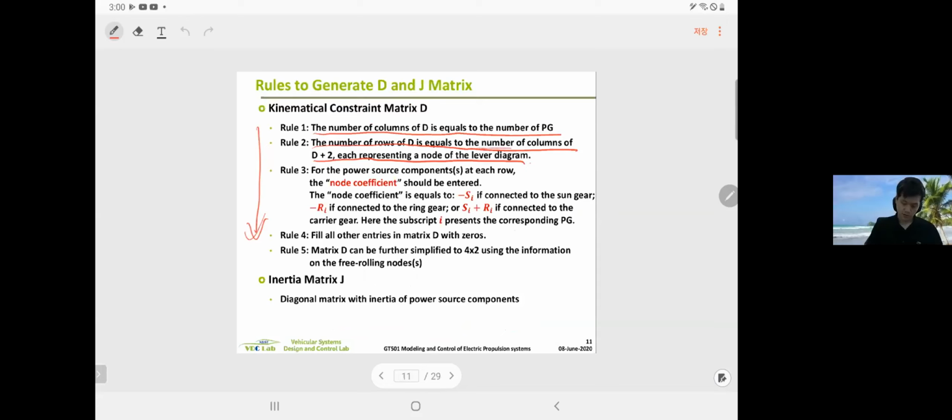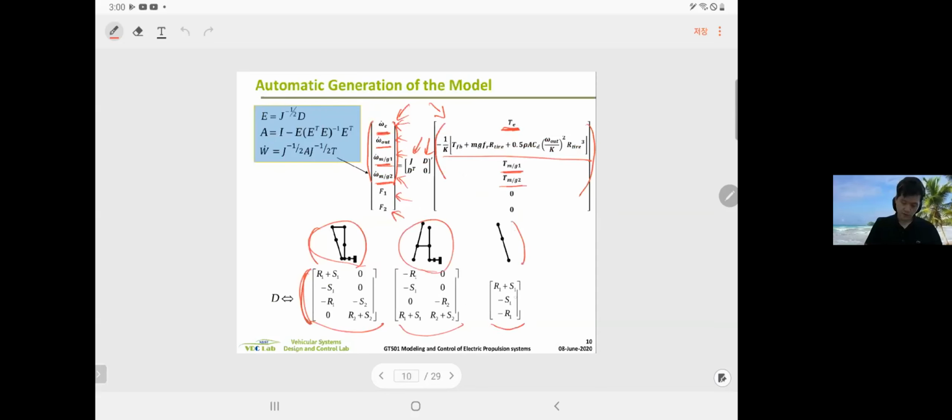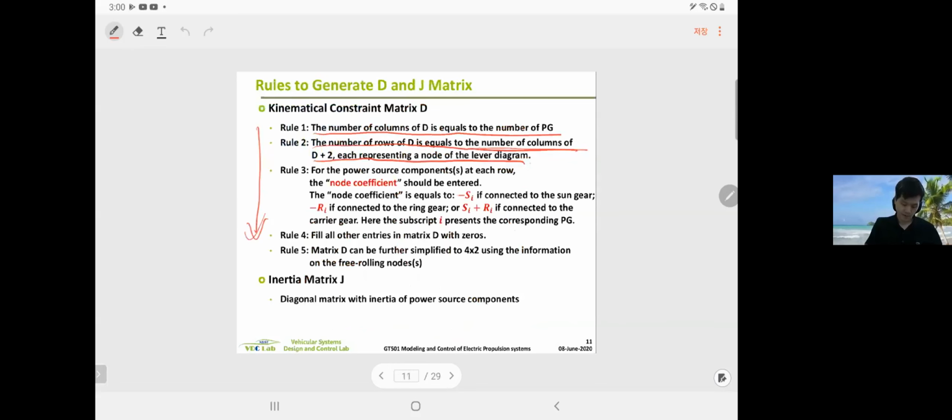So number of columns of D plus 2. All right, so if you had 1 column, then it'll be 3, 2 columns, 4, right? And for the power source components at each row, the node coefficients should be entered.